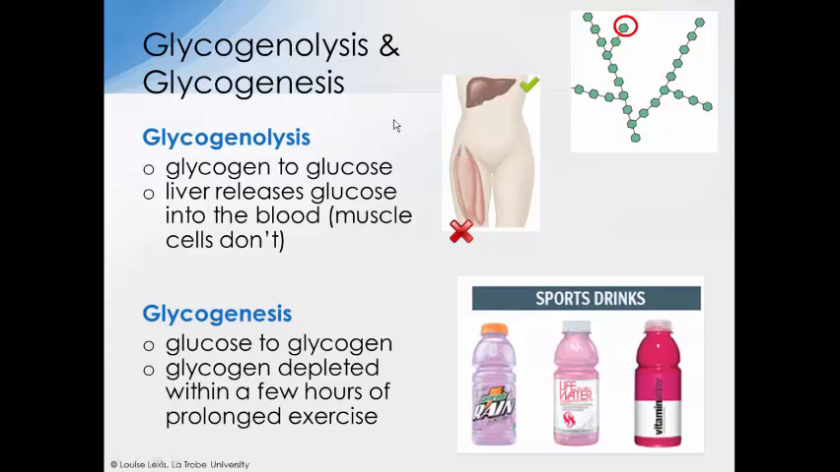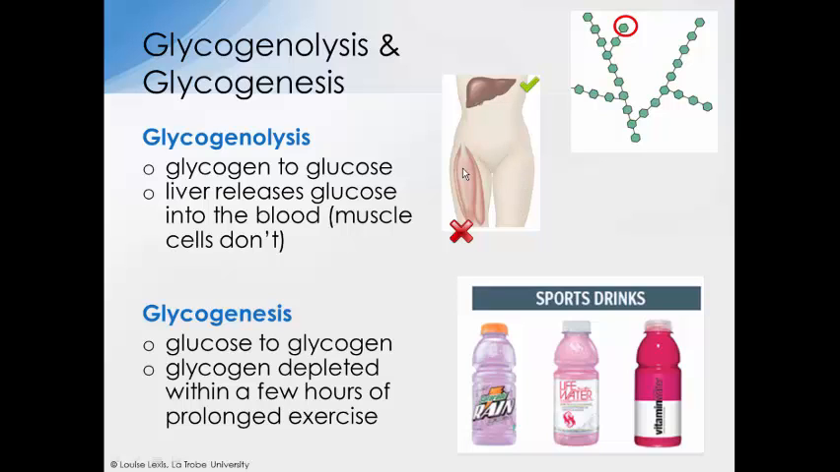So two terms you need to be familiar with: glycogenolysis and glycogenesis. They do sound very similar, so it's important that you understand what the differences are. Glycogenolysis is the breakdown of glycogen. So given that the glycogen is stored in the liver and the muscle, this process is the breaking down of glycogen into individual glucose molecules. The liver can release individual glucose molecules into the blood.